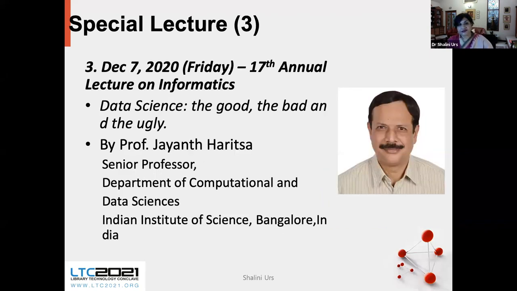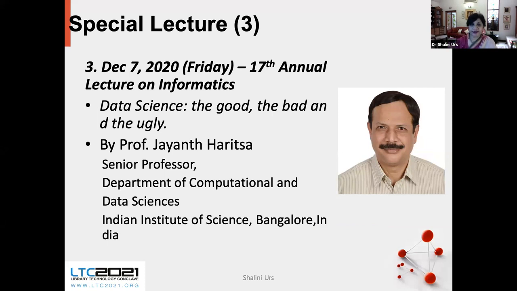Then the third special lecture is a special lecture itself, that is the 17th annual lecture on informatics by, I suppose everyone is very familiar with the famous Professor Jayant Haritsa, who is famous for all his contributions, as well as many awards and the Infosys award as well.